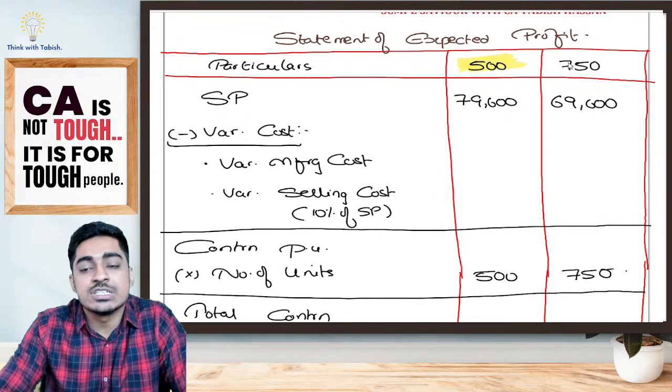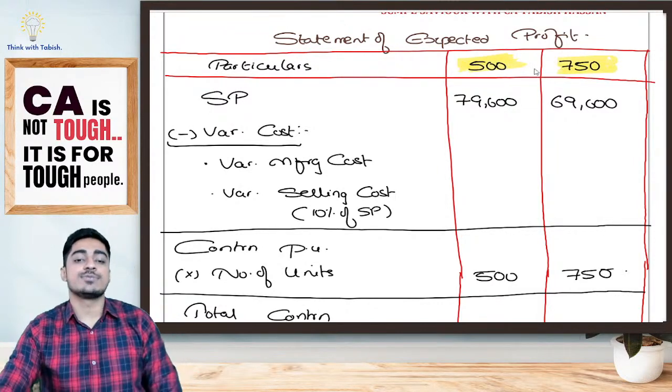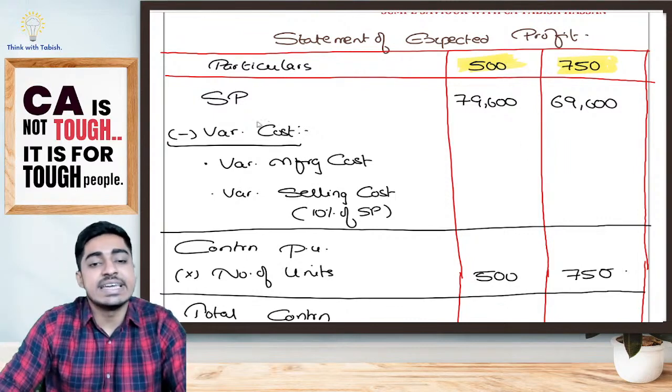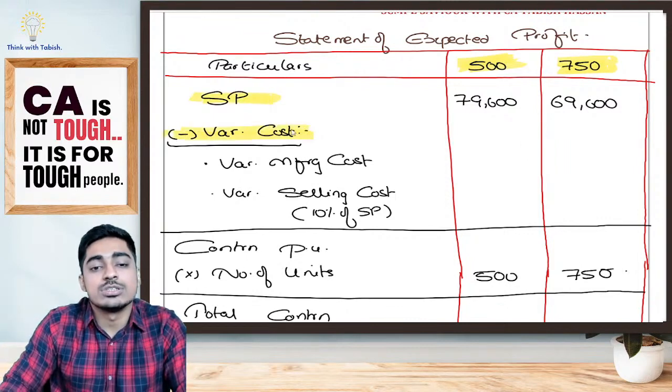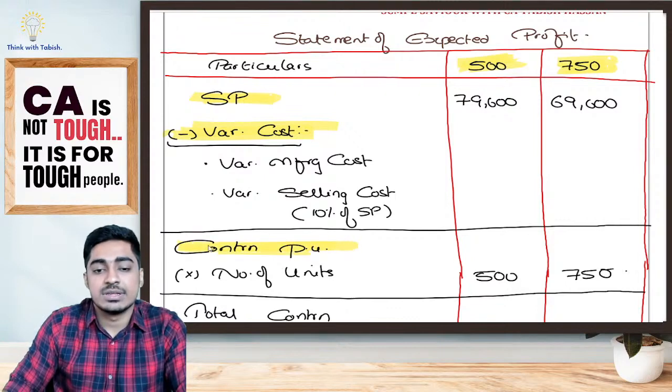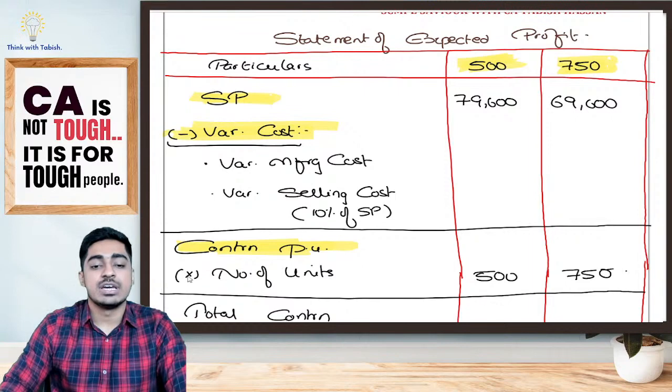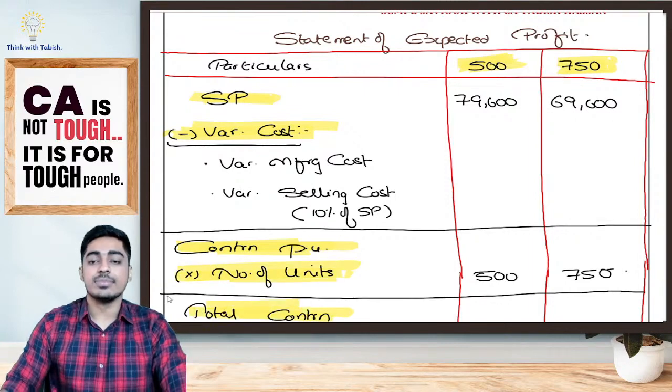Firstly, at 500 units, what is the profit? At 750 units, what is the profit? How do we get the marginal cost sheet? We have sales minus variable cost, you get the contribution. We have calculated it per unit, so we get the contribution per unit multiplied by the number of units, and you get the total contribution. Now look at this.